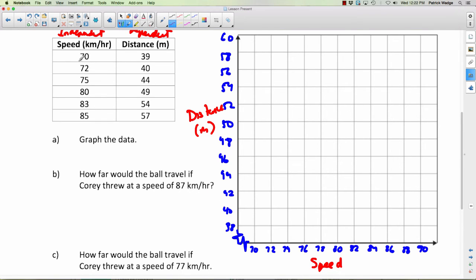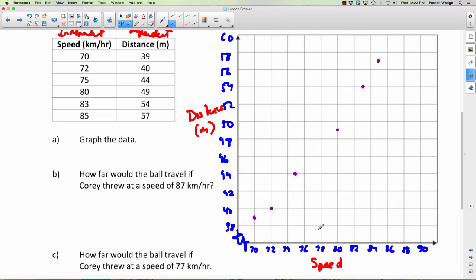So let's graph this. We've got one point at 70, 39. So here's 70, and then 39 would be halfway between 38 and 40, so right there. Our next point would be at 72 and 40. Then we've got 75, which would be here, and 44. 44 is way up here. 80 and 49. 80's here, and 49 is right there. 83 is between 82 and 84, and we got to go up to 54, which is way up here, right there. And 85 and 57. 85 and 57 would be here.